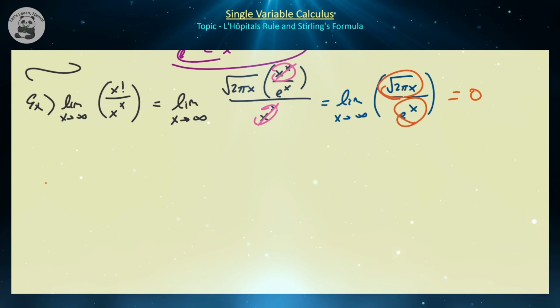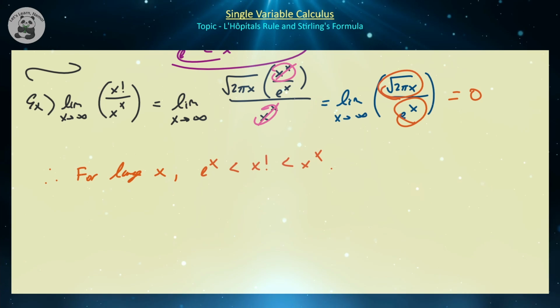So from there, we can say that for large x, we have that e to the x is less than x factorial is less than x to the x, which completes that story. So these are two rules, L'Hôpital's Rule and Stirling's Formula, that can help you analyze a lot of limits with all of our tricks from calculus underneath this.